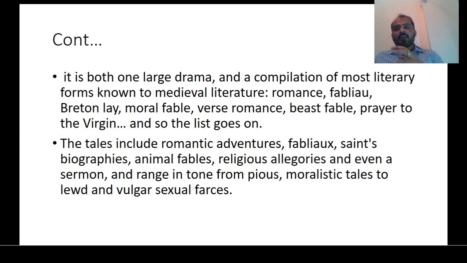Okay, so as I told you, it is both one large drama. We find drama in each, and a compilation of most literary forms known to medieval literature. We find romance, fable, Breton lay, moral fable, verse romance, beast fable, prayer to the Virgin, and so the list goes on. The tales include romantic adventures, fabliaux, saints' biographies, animal fables, religious allegories, and even a sermon, and range in tone from pious moralistic tales to lewd and vulgar sexual farces.